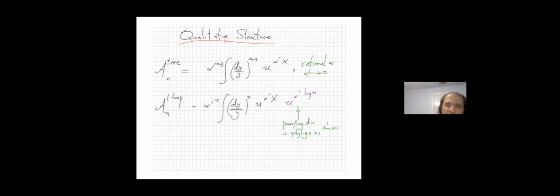Whereas what we have at one loop now is an n-dimensional integral of some polynomials raised to powers, but also polynomials raised to powers that vary logarithmically, okay? And so it's this piece which lets us, for example, get power or logarithmic divergences as alpha prime goes to 0, and even logs and polylogs as alpha prime goes to 0, all coming from the behavior of this piece as U approaches its boundaries.